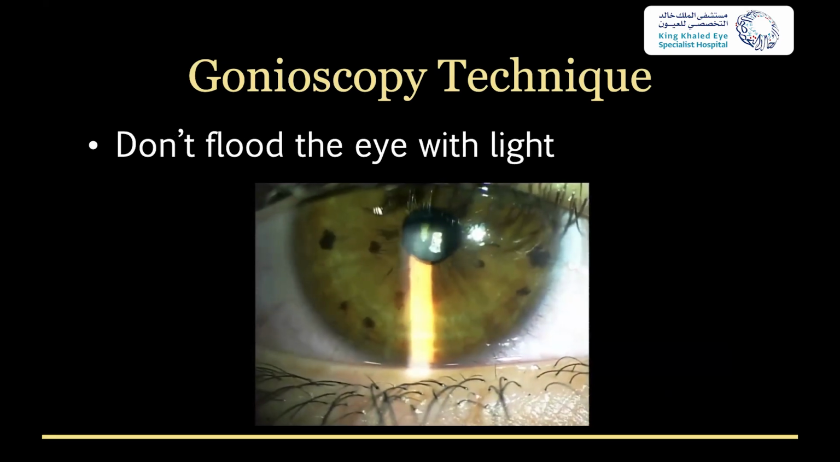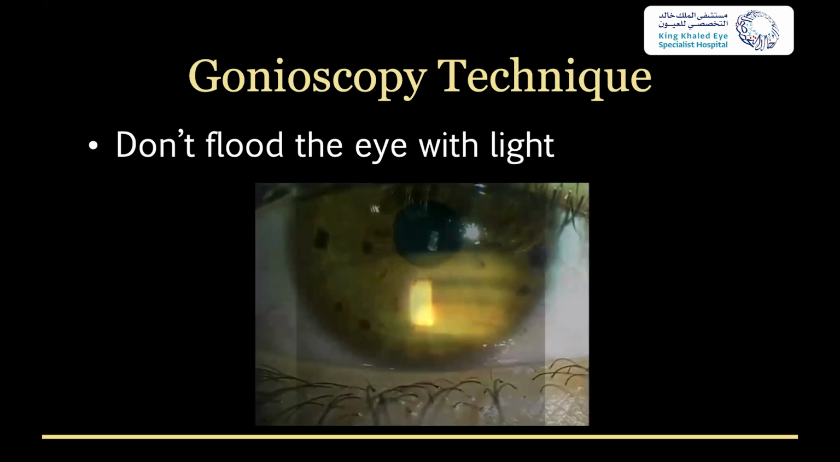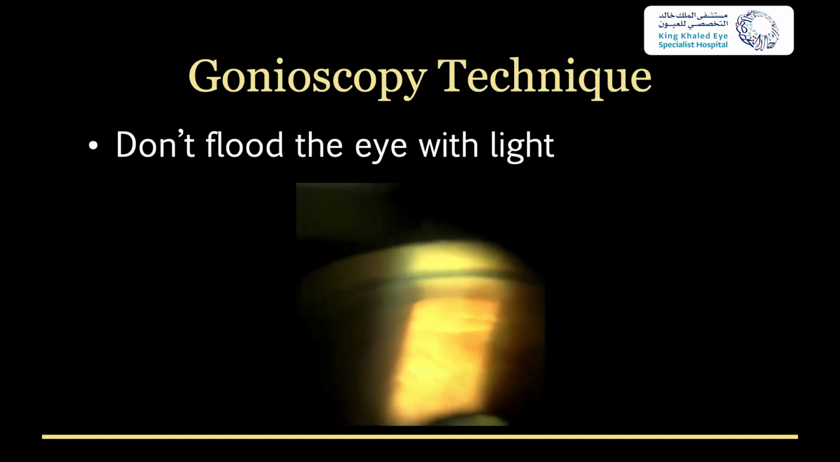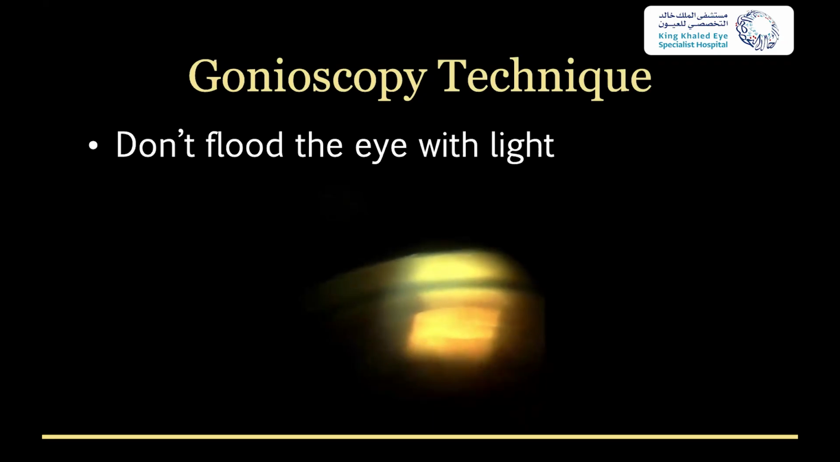Don't flood the eye with light. If you flood the eye with light, the pupil will constrict and the angle will open. So this is the angle. It's a little bit narrow, and when I crank up the light, you can see that it pulls the iris out of the angle. So use a fairly short beam of light. It should not enter the pupil.